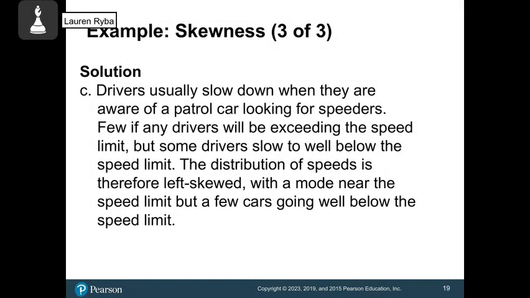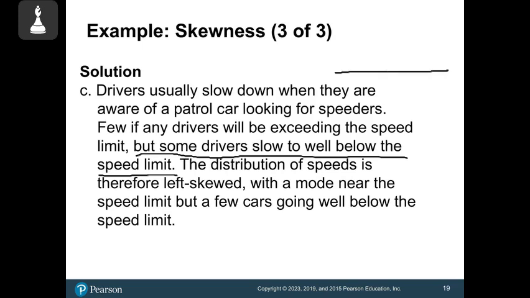The last one was driver's speeds, knowing they can visibly see a patrol car using a radar speed detector. So usually if you see a cop with his radar gun sitting out, you slow down. So we're going to have a lot of people that slow down to the speed limit. But then you get those drivers that slow way too much. Some drivers slow well below the speed limit. So you're going to have most people, let's say this is the speed limit, right here at the speed limit. You may have somebody stay a little bit above. Then you're going to have some people that see that cop and slam on the brakes and are over here going super slow. So they're going to pull that graph to the left and we would have a left skewed relationship.